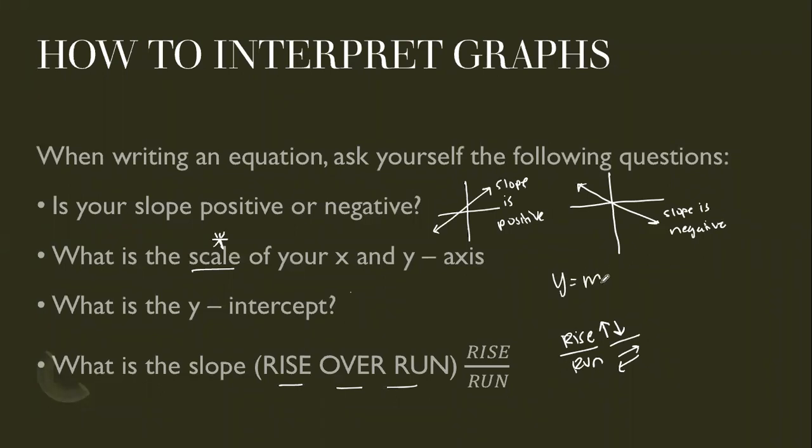And another reminder from last class, y equals mx plus b. M stands for slope. B stands for y-intercept.